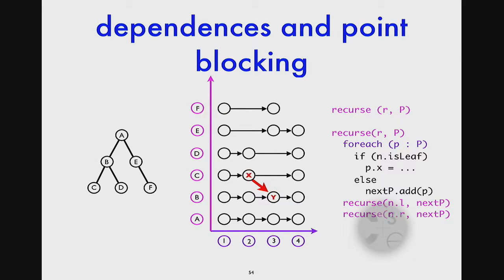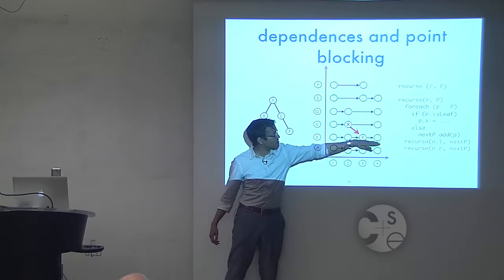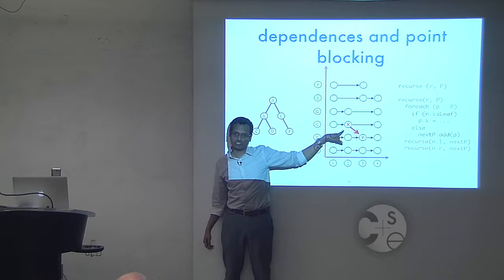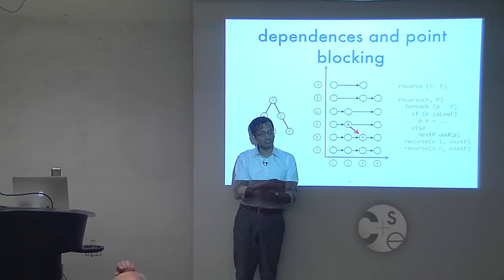When point 2 is at node C, I write to a location, and then when point 3 is at node Y, I read from the same location. In the original code, point 2 did all of its work before I got to point 3, so the write happened before the read. In the transformed code, node B does all of its work before I move on to node C, so the read now happens after the write. I've changed the order of the reads and the writes. The code is broken.